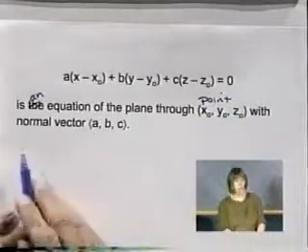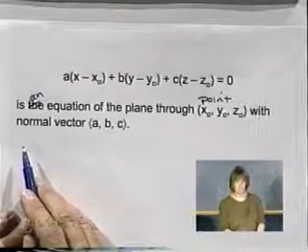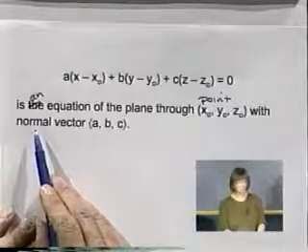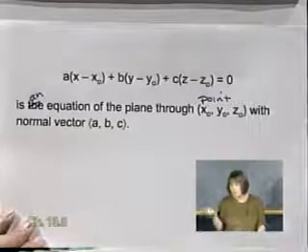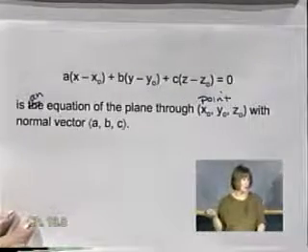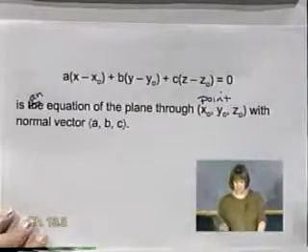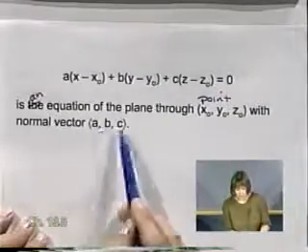With normal vector. What does the word normal mean? Perpendicular. Or orthogonal means the same thing. Orthogonal, normal, perpendicular, synonyms. Why do they have to have 3 different words for one thing? I don't know, but we better be able to understand all 3. The normal vector is ABC.